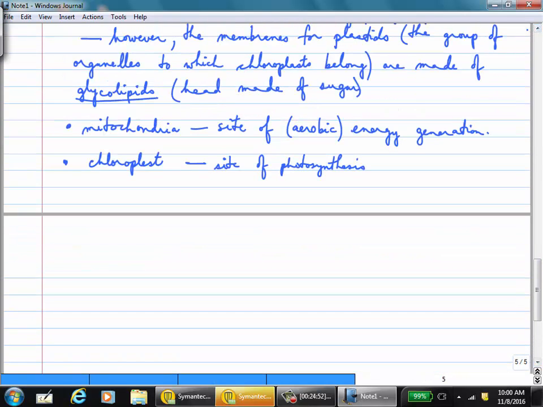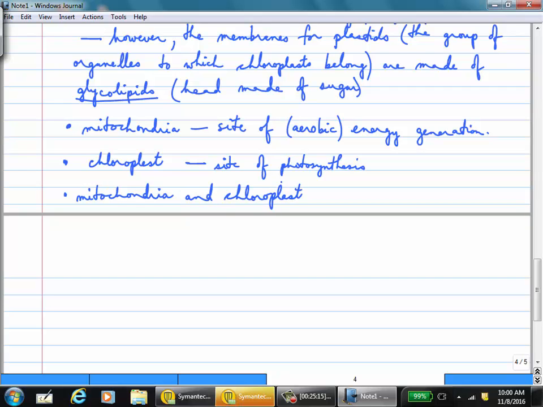Now I'd like to point out that mitochondria and chloroplast have two membranes. It's not just one single lipid bilayer, there are two lipid bilayers for each of these. So mitochondria and chloroplast each have two membranes. Keep that in mind, because in the case of mitochondria, they have to generate energy, and the different membranes play different roles. But they each have two membranes.